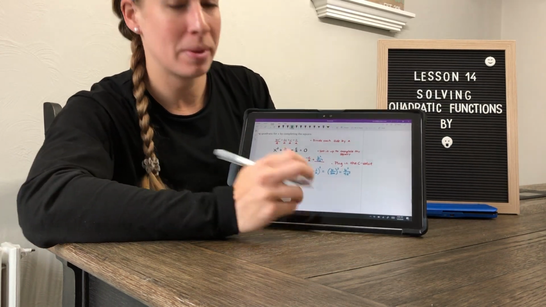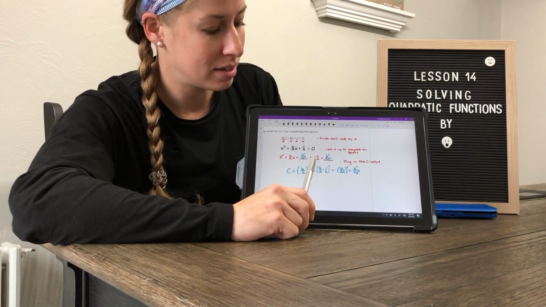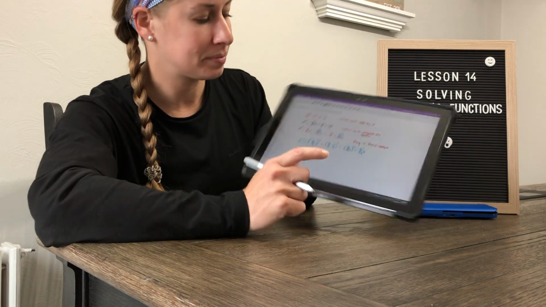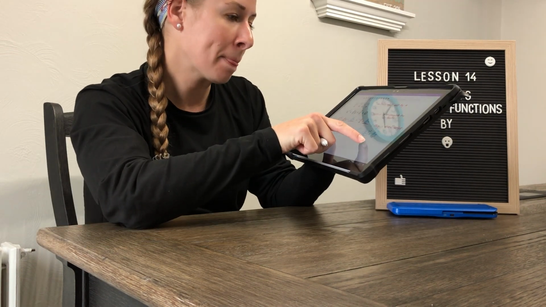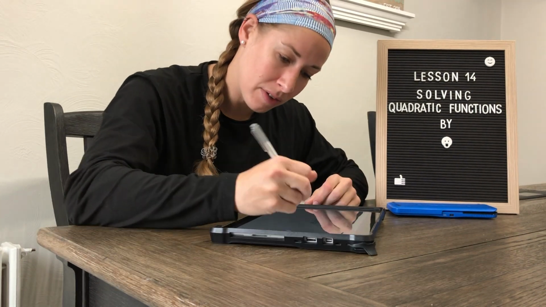The next step in completing the square is to factor the left side and simplify the right. So I'm going to write that down. Factor the left side, simplify the right.